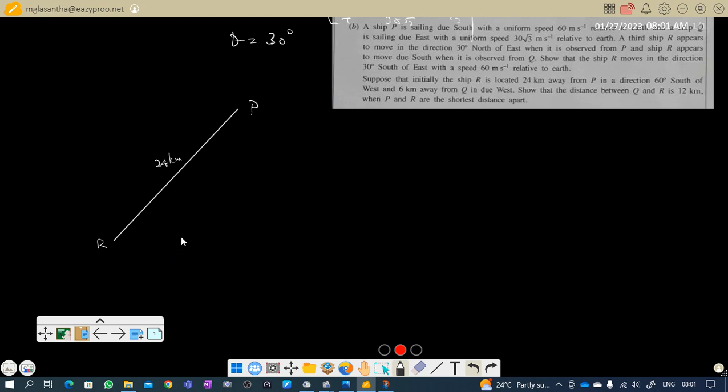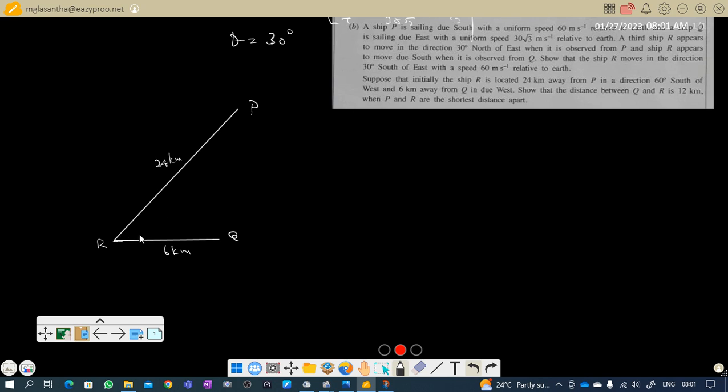And R is south of west from P and 6 kilometers away from Q. Right? It's due south. R is due south from Q. So like this. So Q is here. Now certain positions are given like that. So this is 6 kilometers.